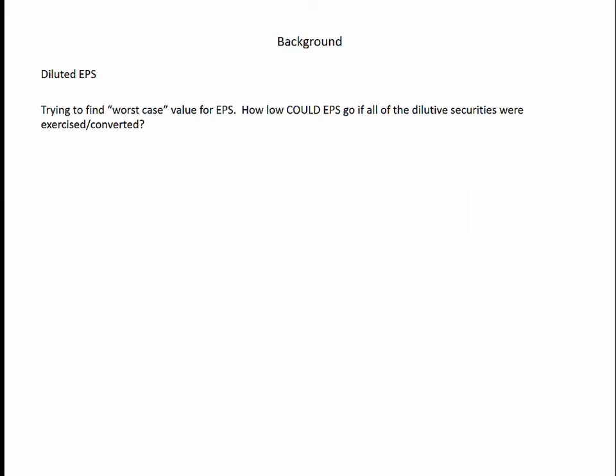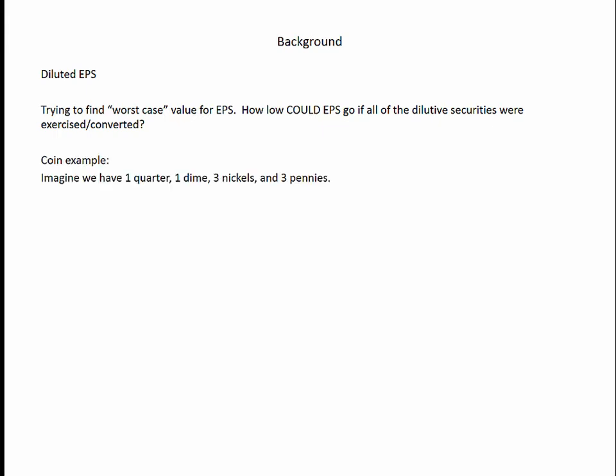Let's go ahead and talk about diluted earnings per share. With diluted earnings per share, what we're trying to do is find the worst case value for earnings per share. In other words, we know basic earnings per share. How low could earnings per share have gone if all of the dilutive securities had been exercised or converted? Again, dilutive securities are those which will result in the issuance of additional shares of common stock. You issue more shares of common stock, that waters down or dilutes the earnings per share.